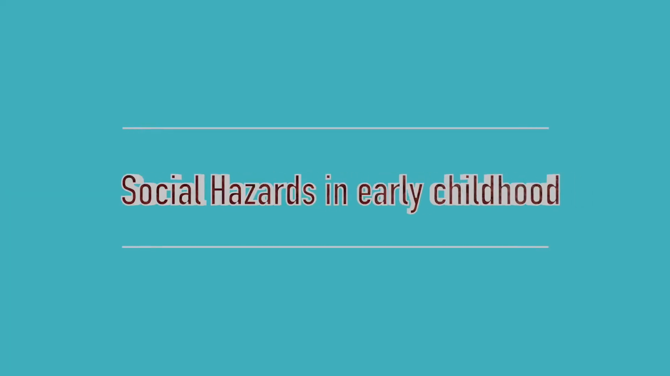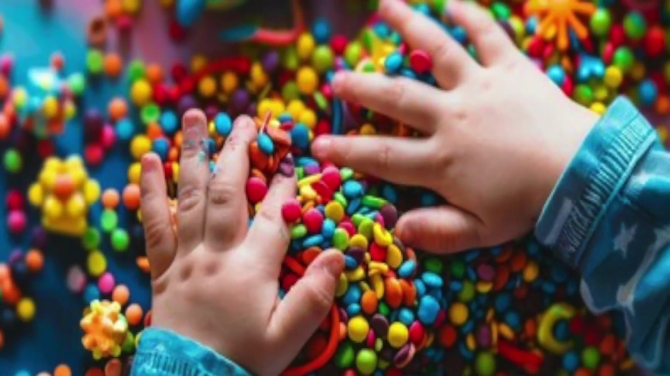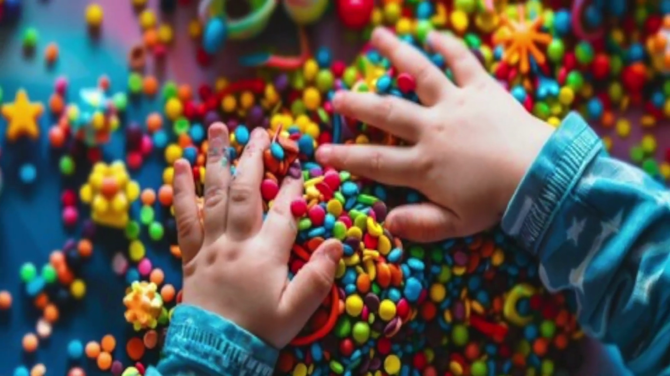Now, let us move on to another critical area, social hazards in early childhood. We know that early childhood is a crucial time for developing social skills and learning how to interact with others. However, not all children adjust socially with ease. Some may face barriers that affect their ability to form healthy relationships and fit into social settings. Let us take a closer look at 5 common social hazards that young children may encounter.